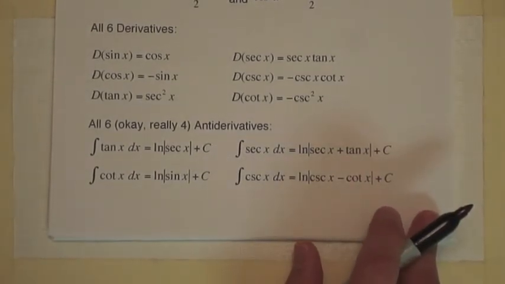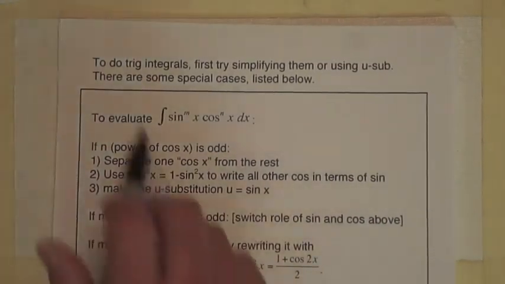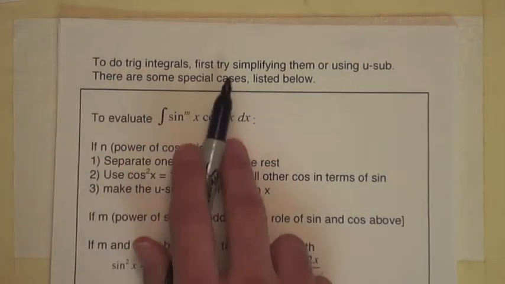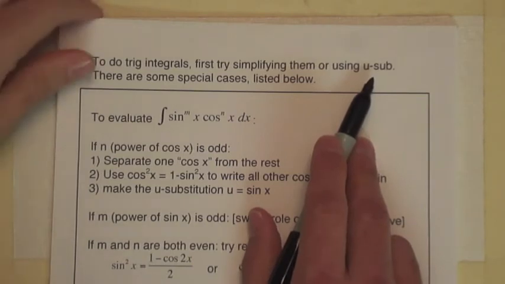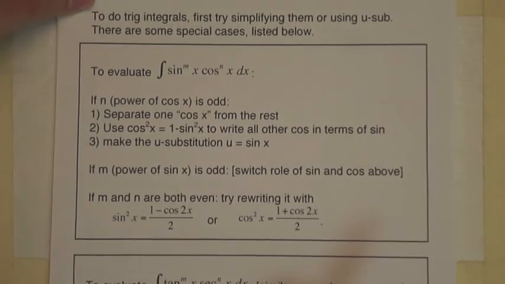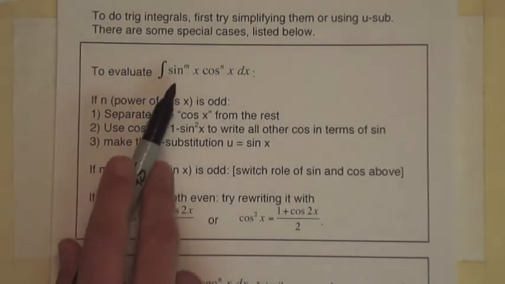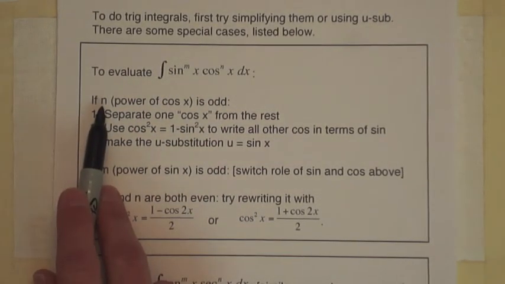Now we're actually ready to learn some techniques for doing trig integrals. The next page of notes has them printed all there for you. My advice is that to do trig integrals, first try simplifying them or using a u substitution. But there are some special cases where you need special techniques. Here's the first one: to evaluate integrals of powers of sine and cosine, it depends if the powers are odd or even.